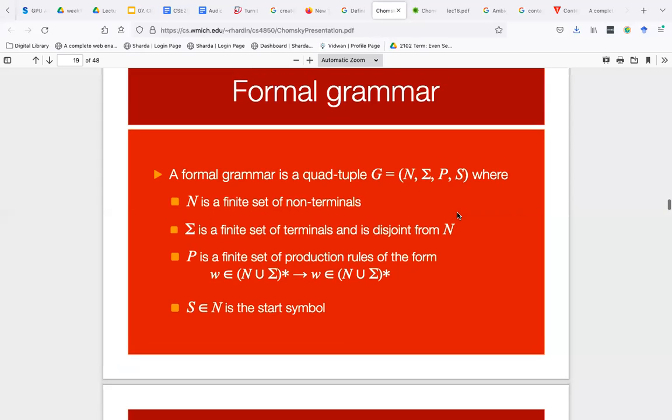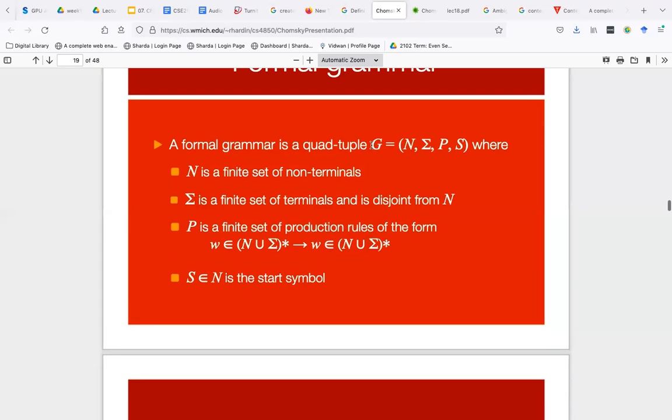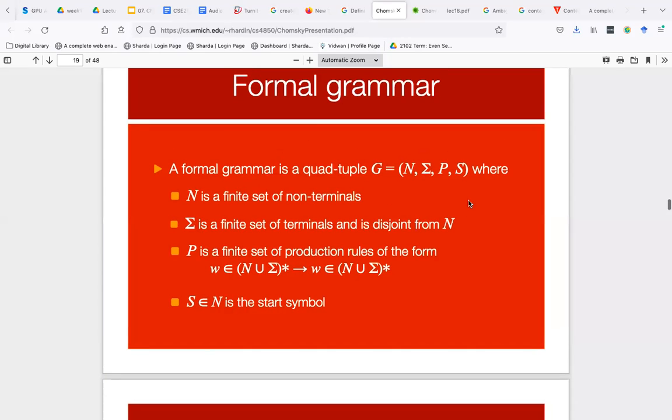So a grammar, how do you define a grammar? So a grammar is defined as a 4 tuple G. Okay, so you have N, you have sigma, you have P, and you have S. Just like you had the finite state machine, 5 tuples, you have 4 tuples here. N is a finite set of non-terminals. I'll just tell you what is non-terminal, what is terminal. Sigma is a finite set of terminals and is disjoint from N, which means sigma cannot be part of N.